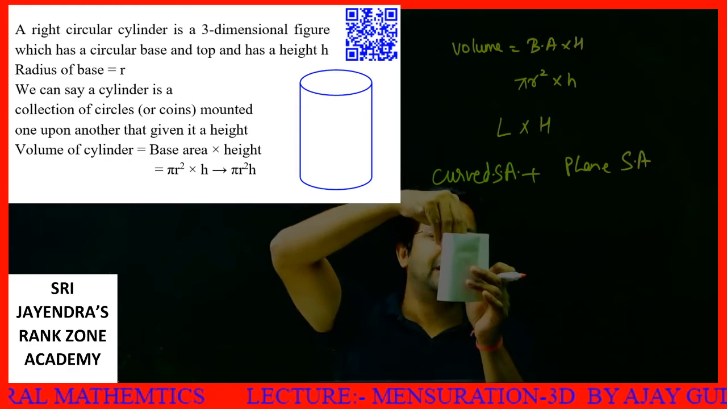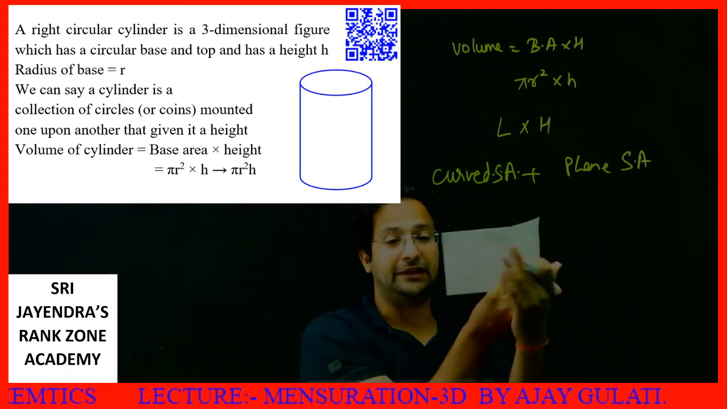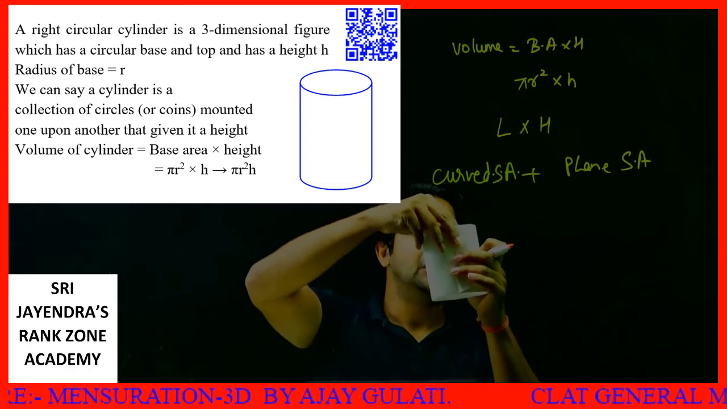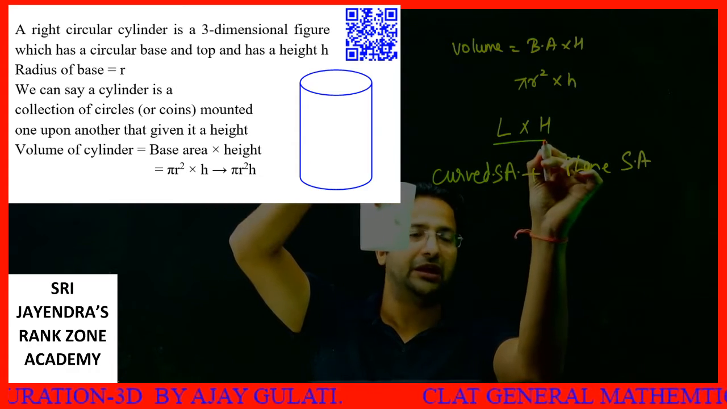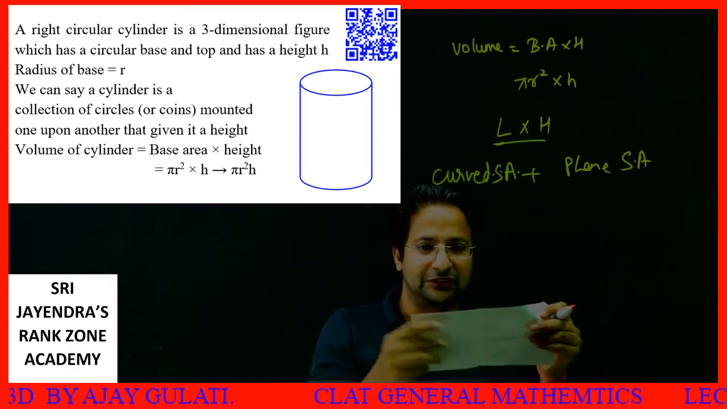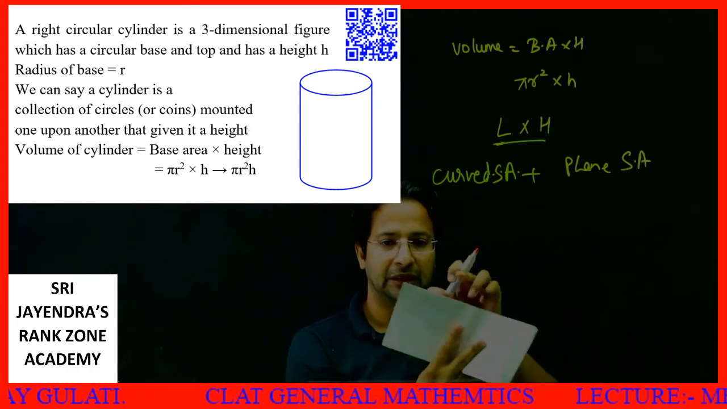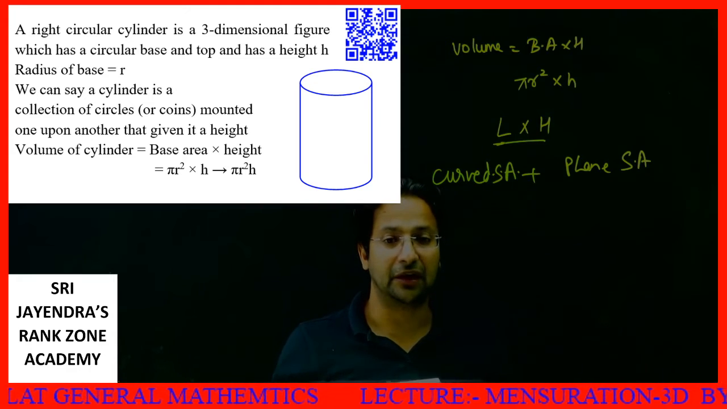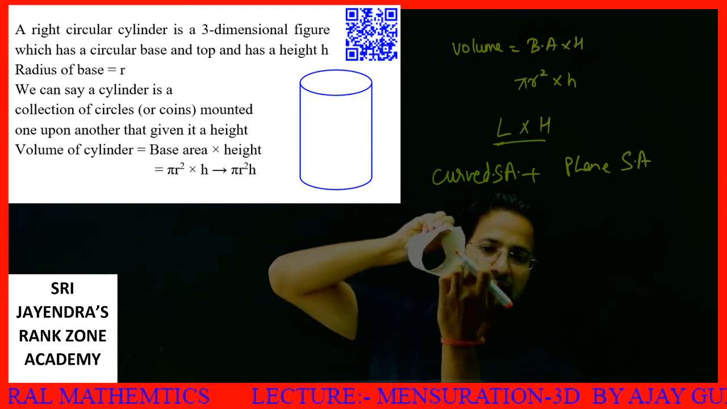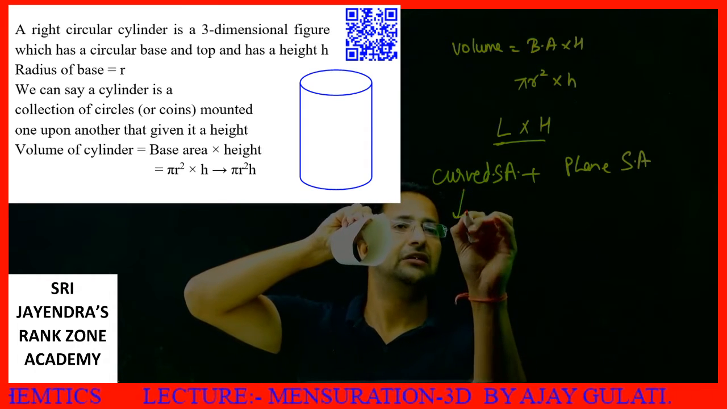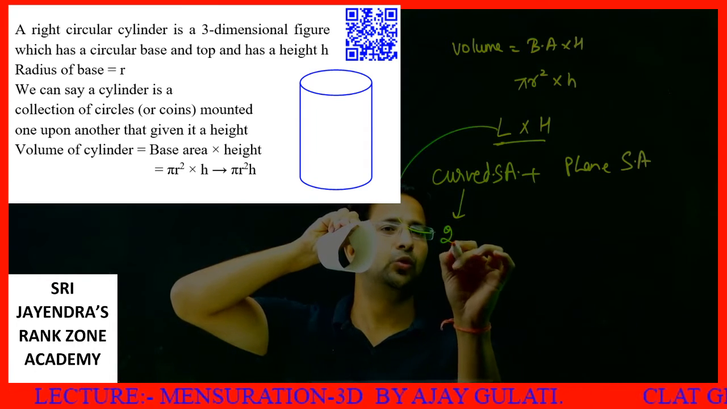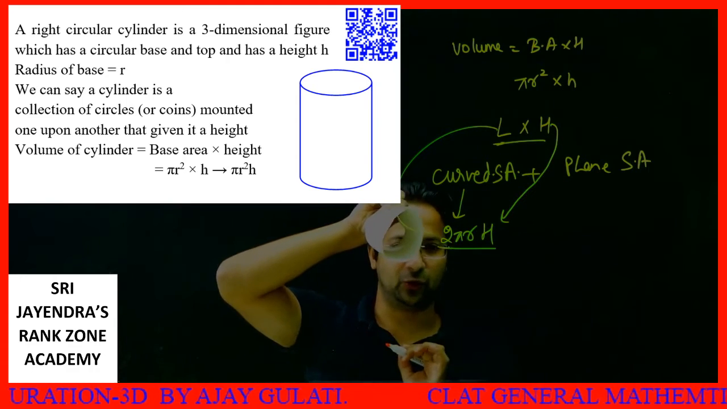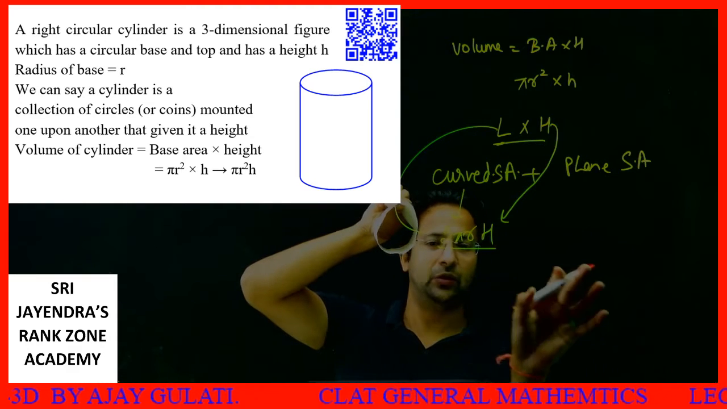What will be the curved surface area? Curved means that part which has been rolled up like this. This is folded now, this is the curve. This curved surface area will be length into height. See students, this portion is the length. When you fold it, it becomes the circumference of the circle. So length I will write 2 pi r and height I will write h. So the curved surface area is 2 pi r h. Length into height.